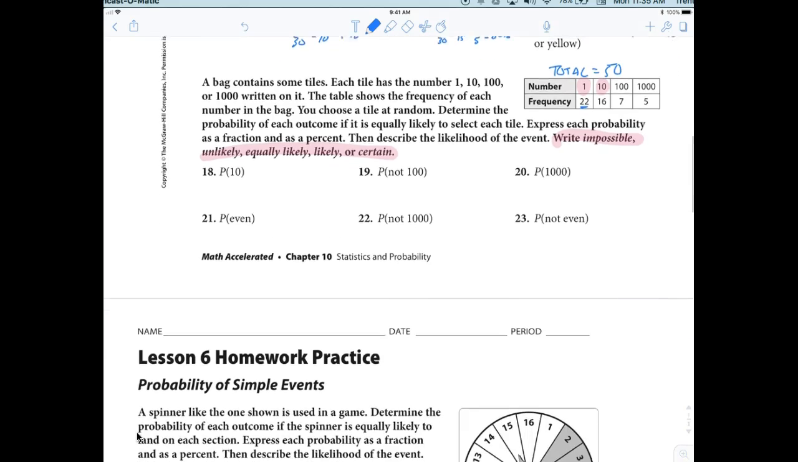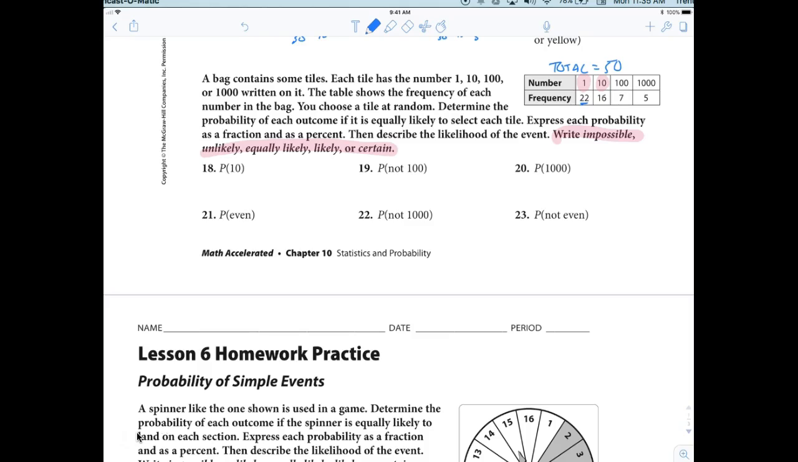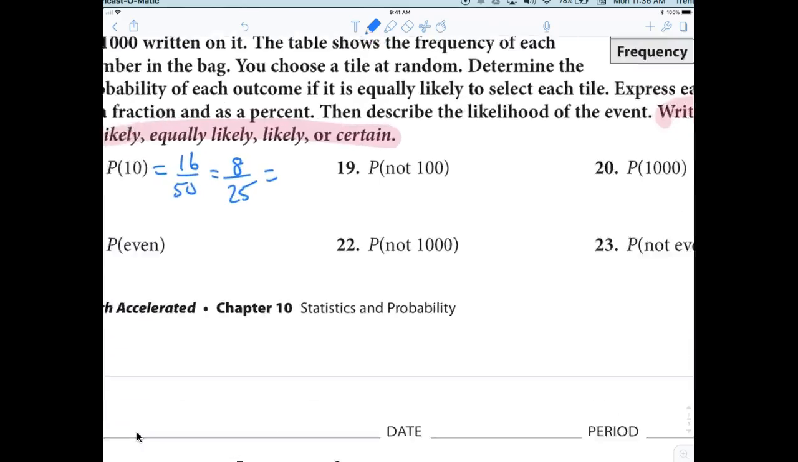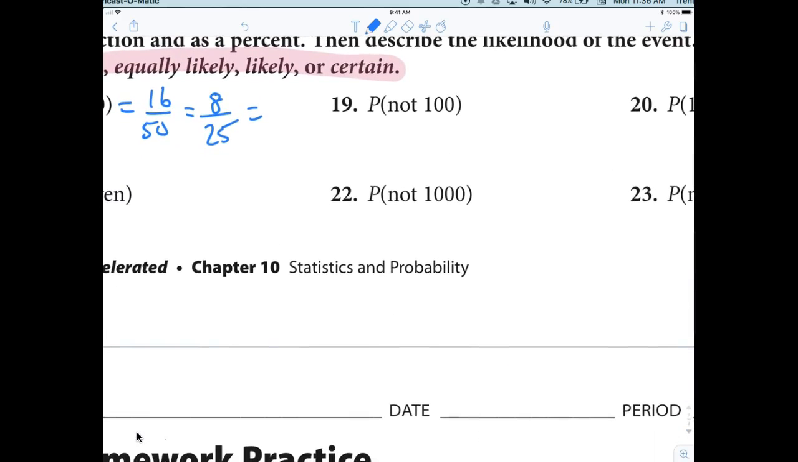So what's the probability that we get a 10? 16 over 50. And if I reduce that, 8 over 25. And of course, that as a percent is what? What percent is that? Everybody should know that. 32%. You shouldn't have to do that on a calculator. 32%.